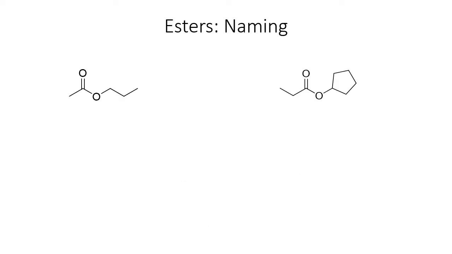The next derivative we'll talk about are esters. Esters are when you have a carbonyl connected to an oxygen, which is connected to an R group. So again, these are derivatives of carboxylic acids. Now to name esters, we're going to break the ester into two components. We will have the carbonyl and oxygen plus whatever R group is attached to it, as well as the R group attached to the oxygen. This is going to be treated as a substituent.